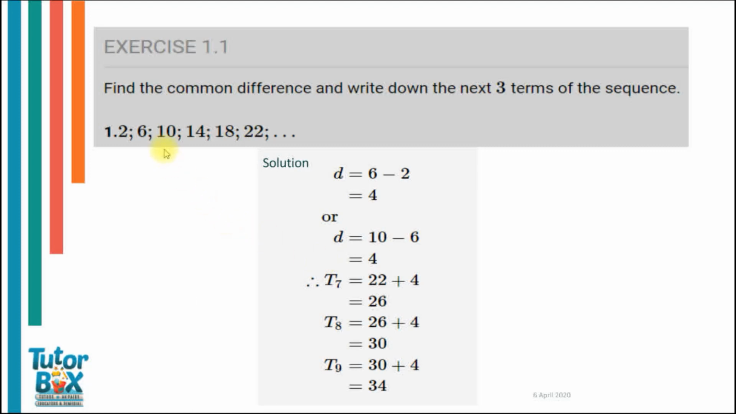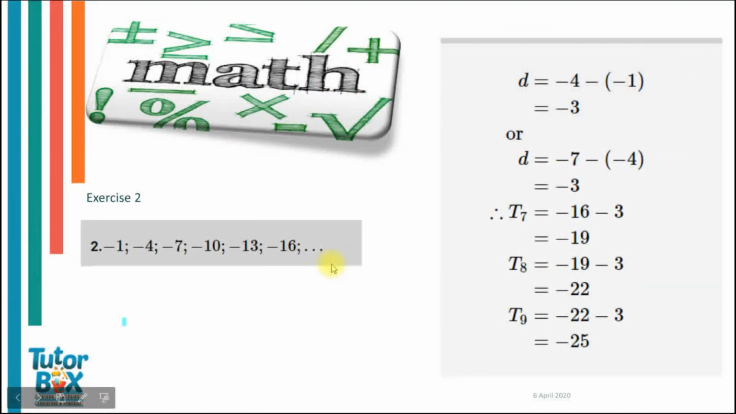We found out that our common difference was 4, right? So we're adding 4 to get the next term. We're now at the 6th term, which is 22, and they asked us to get the next term, which is the 7th term. So we say 22 plus 4, and we get 26. Now to go to the 8th term, you take the one before that, which is T7, and add 4, we get 30. For T9, you do the same thing, 30 plus 4, you get 34.